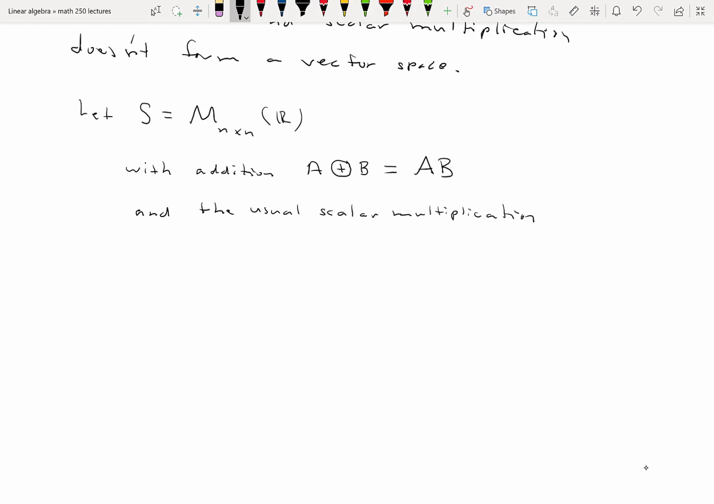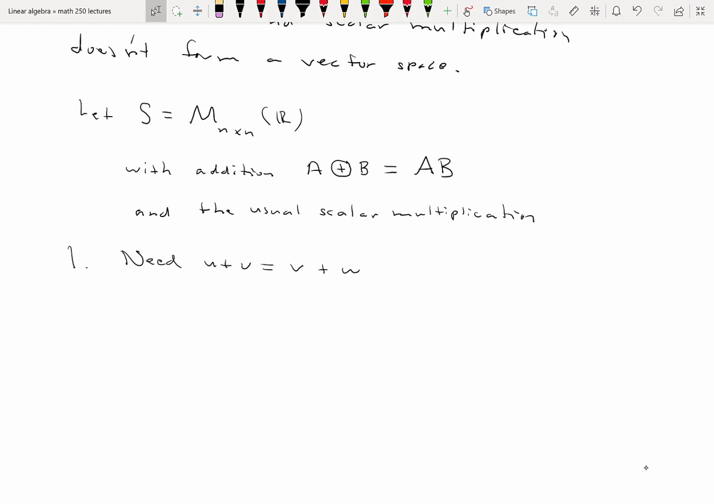Okay. Does this set S form a vector space? Does it form a vector space? Well, the answer is no. Can you see quickly why the answer is no? That's a pretty good hint, actually. Property 1: I need u plus v equals v plus u. Well, we're not using u and v now.